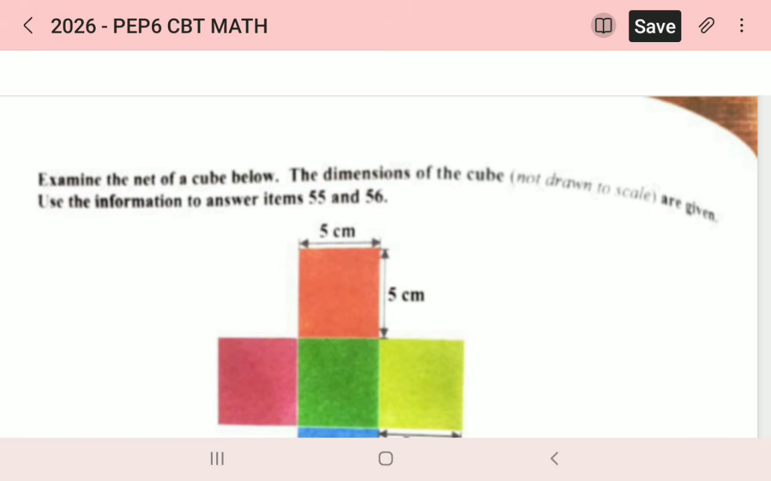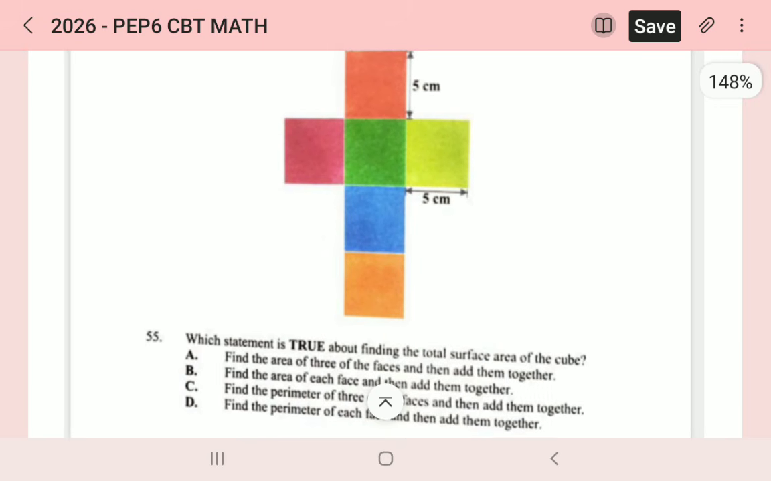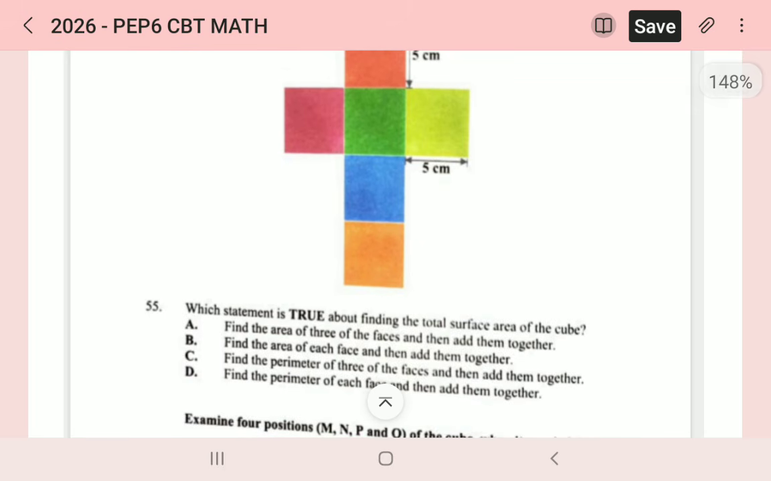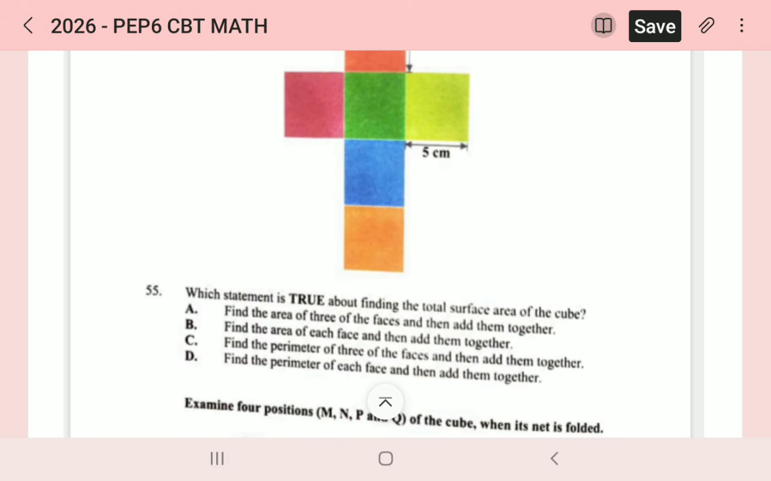Examine the net of a cube below. The diagram of the cube is not drawn to scale and the measurements are given. Use the information to answer 55 and 56. Let's see this one. Which statement is true about finding the total surface area of the cube? All right, how do we find the surface area? We're simply going to have to find the area of all of these and then add them up. So A says we need to find the area of 3 of the faces and then add them.